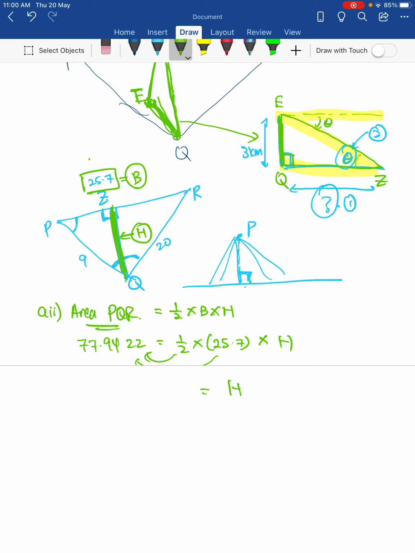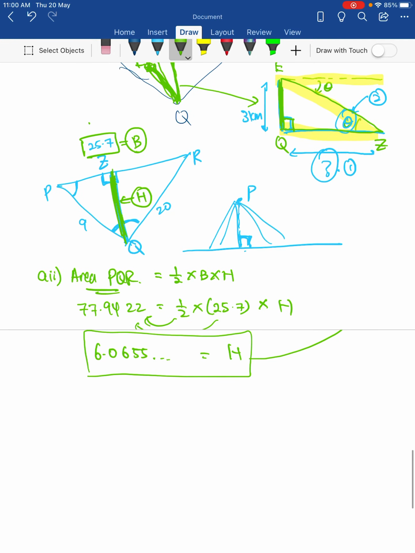77.9422 divided by 0.5 and then divided by 25.7. So that should give us the length of 6.0655. Okay, so that will be the height. So once we got this height, we transfer over here to get the angle.